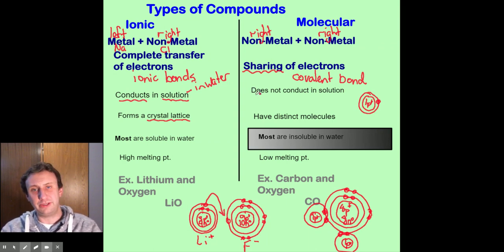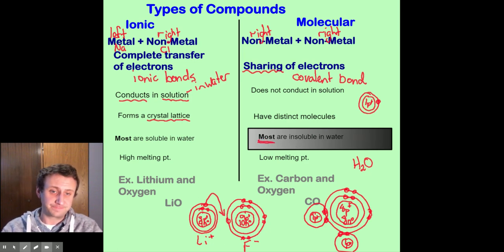In terms of properties, molecular compounds do not conduct in solution. Okay, they don't conduct outside of solution either, but they don't conduct if we put them in water. They have distinct molecules, so it's not a regular repeating pattern like we have with ionic compounds. And H2O is literally 2 H's and 1 O. And all the molecules of water are separate from the other molecules of water. Most ionic compounds are insoluble in water, meaning they do not dissolve.